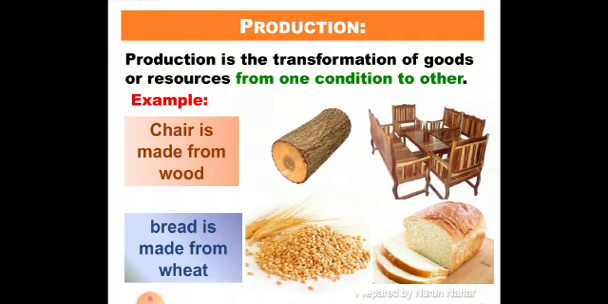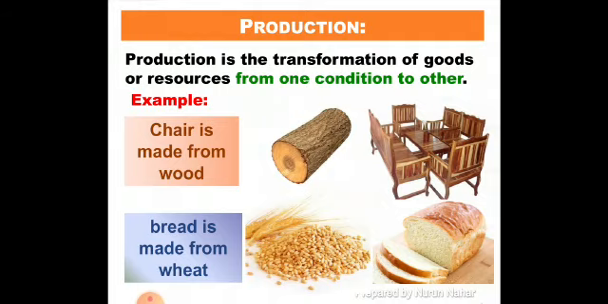First of all, let's see what is production. Production is the transformation of goods or resources from one condition to another. In the images, you can see a piece of wood and to the right side some furniture. You can easily guess that this furniture has been made of wood. That is, a chair is made from wood.